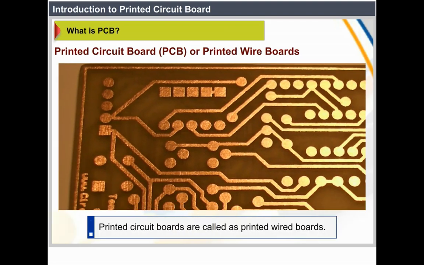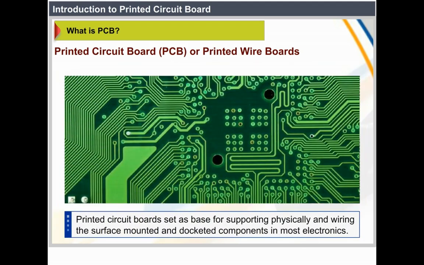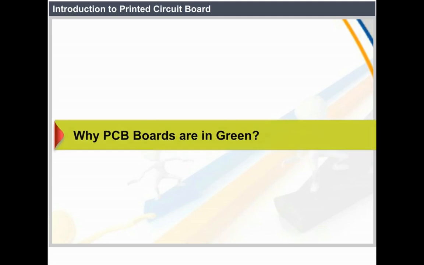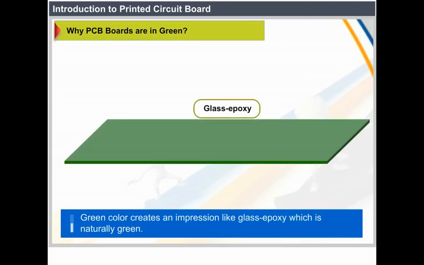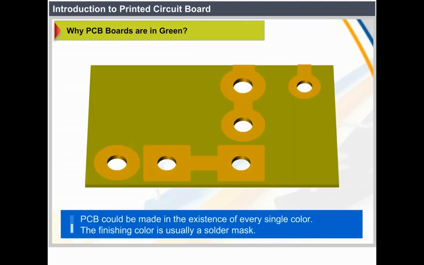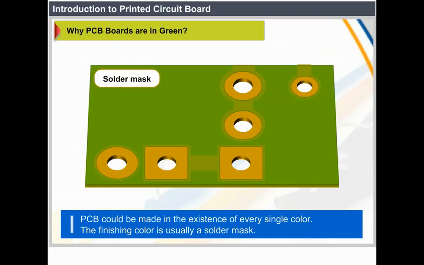Printed circuit boards are also called printed wire boards. They are the base for physically supporting and wiring the surface-mounted and socketed components in most electronics. Why are PCB boards green? Green color indicates that it is made from glass epoxy, which is naturally green. PCBs could be made in every single color that exists. The finishing color is usually a solder mask. This mask is applied for safety reasons, for preventing eventual short circuits.